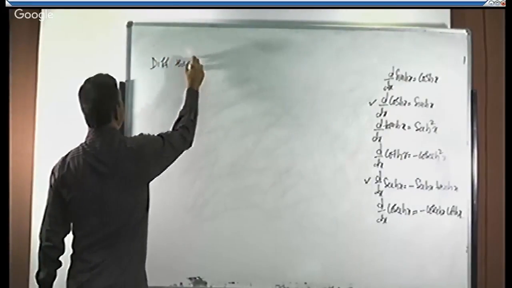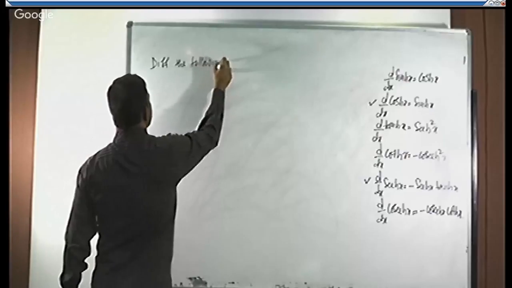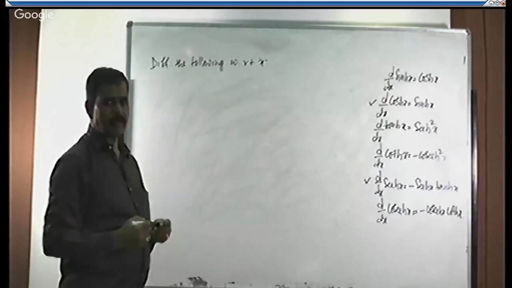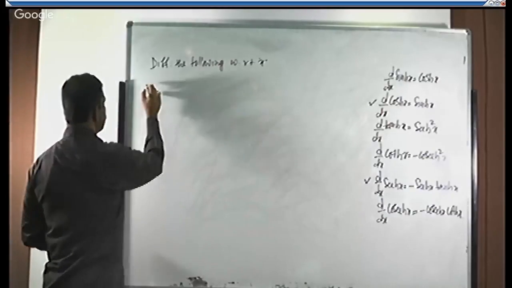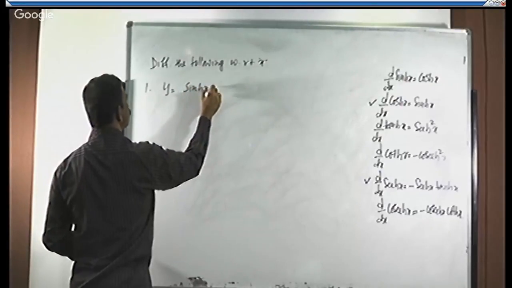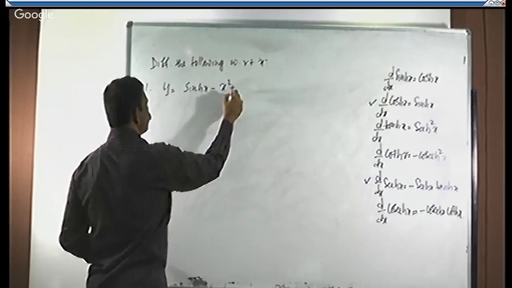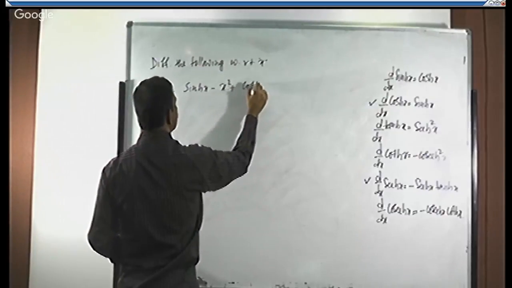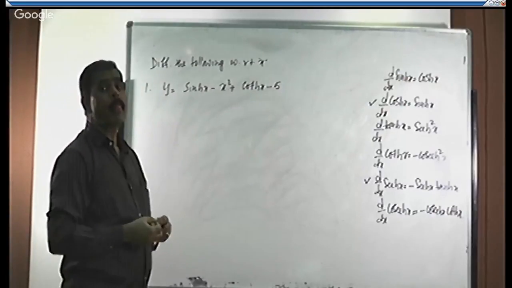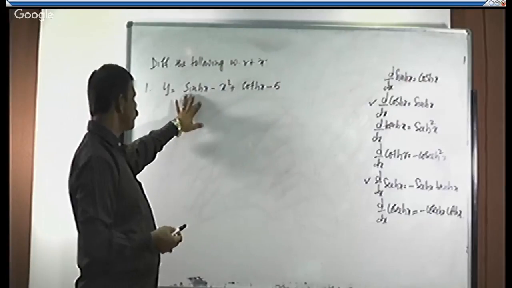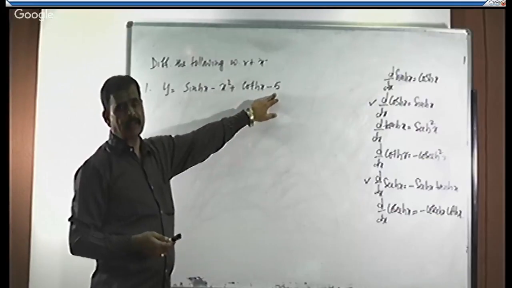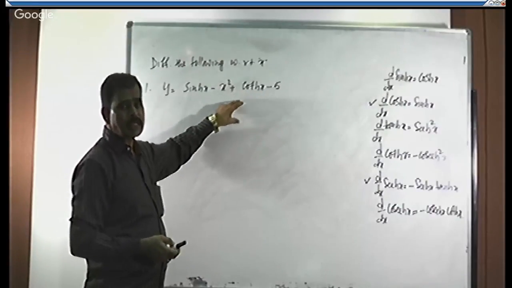Differentiate the following with respect to x. Y is equal to sin hx minus x square plus cot hx minus 5. How is it? The given function is a sum or difference of many functions. Then we should use the sum or difference rule.